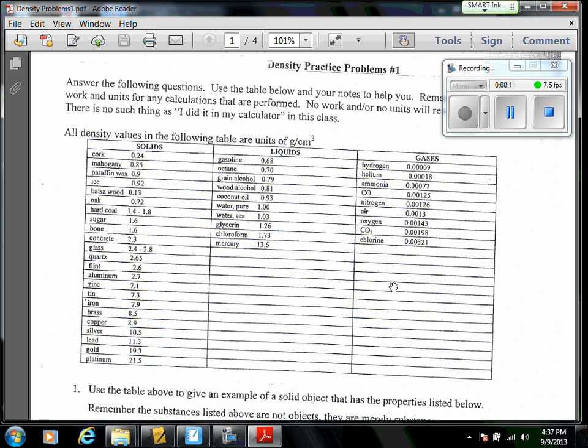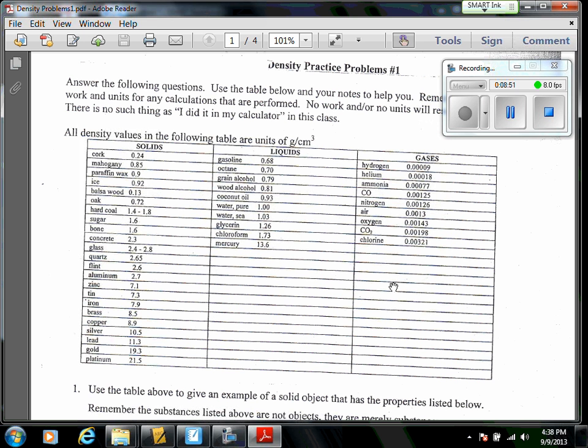High density and small volume: any of the solids. The one that has the highest density on this list is platinum at 21.5 grams per cubic centimeter. And high density at a large volume would mean the same thing, so gold, platinum, etc. Number 2A, name 2 solids that are less dense than pure water. Well, pure water is 1, so you look at the solids list, and there are several: balsa wood, ice, wax, etc.